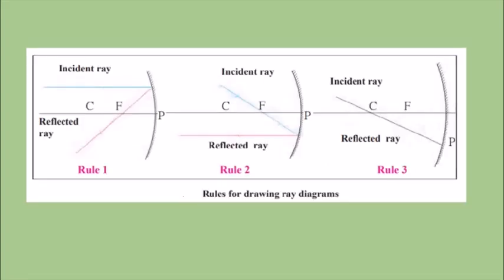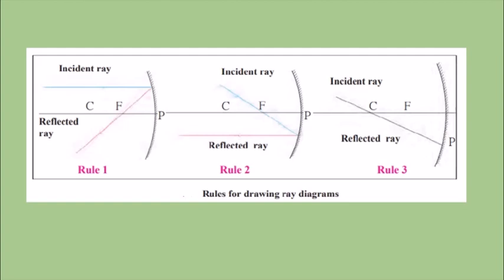Now there are a few rules when we have to draw reflected rays or make a reflection diagram. We call these diagrams ray diagrams. The first rule, as you can see in the figure: if an incident ray is parallel to the principal axis, here the blue line is parallel to the black line, then the reflected ray passes through the principal focus. That red line, which is the reflected ray, is passing through F, your principal focus.